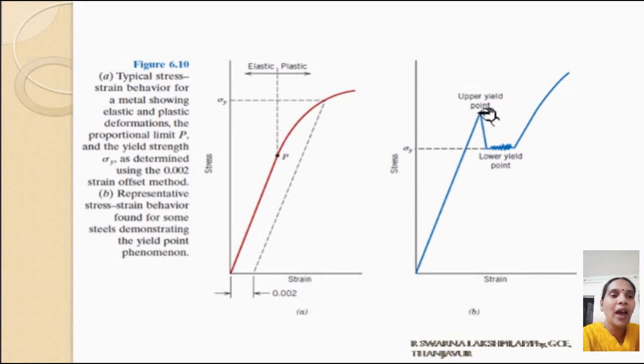And here you have the stress strain graph for many steels, where you have an upper yield point and a lower yield point. This is exhibited by many forms of steels.